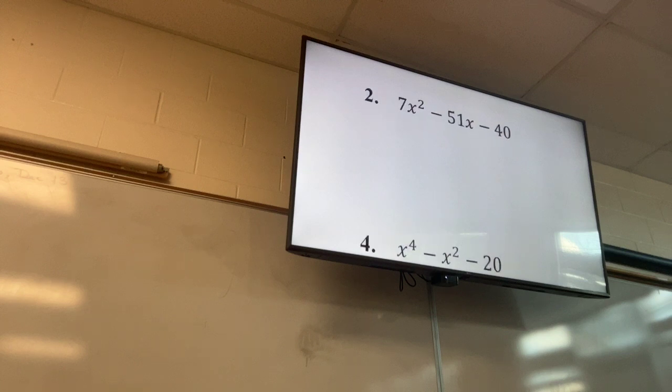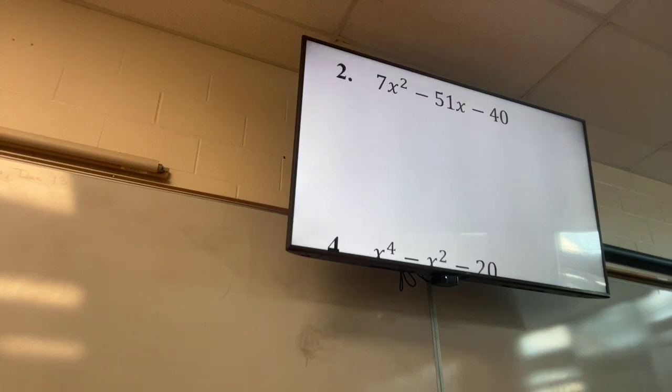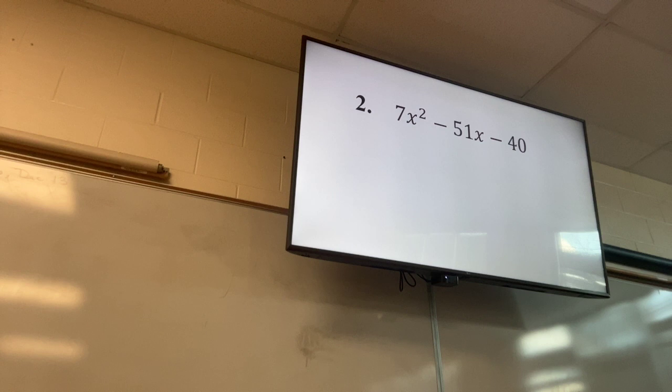Anyway, number 2. What's going on here? Do I have a GCF? No, there's no GCF. Oh no. So it's a trinomial. What do I notice that makes me sad? It's a square. No. 7. 7 is brutal. Because there's a 7 there, we have to do what with that first and that last number?